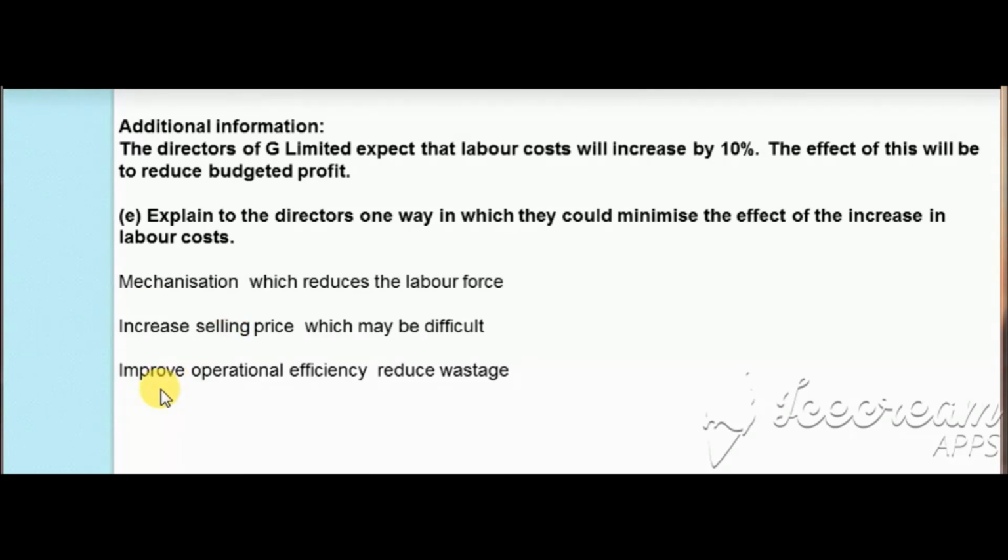And lastly, I have stated to improve the operational efficiency. This can be done by giving additional motivational factors like performance related pay or any other motivational activities like training, on the job training, off the job training, and because of this there will be reduction in the wastage and there will be more efficiency among the laborers, and because of this the labor cost can be reduced and will have the minimum effect on the profit.